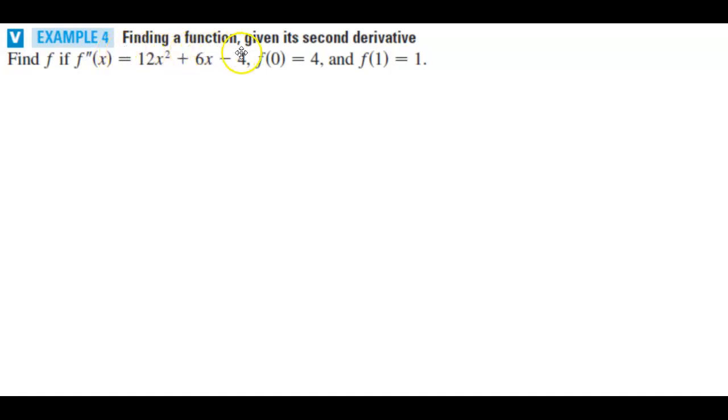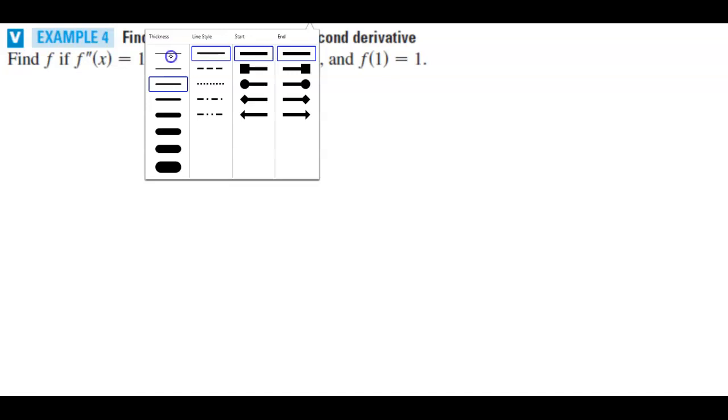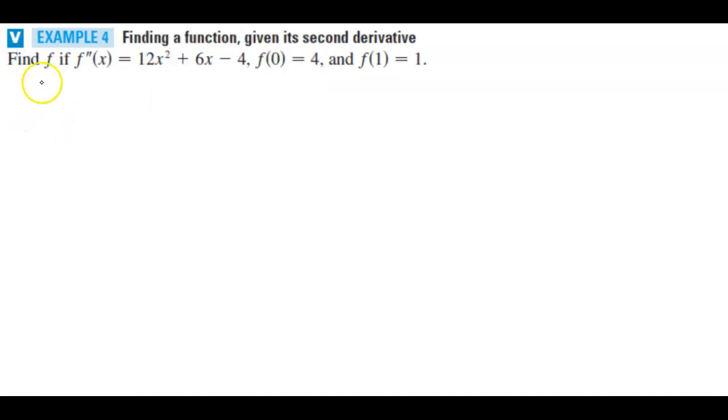Example 4, finding a function given its second derivative. Okay, so we want to find f if the second derivative is equal to 12x squared plus 6x minus 4, where f of 0 is equal to 4 and f of 1 is equal to 1.